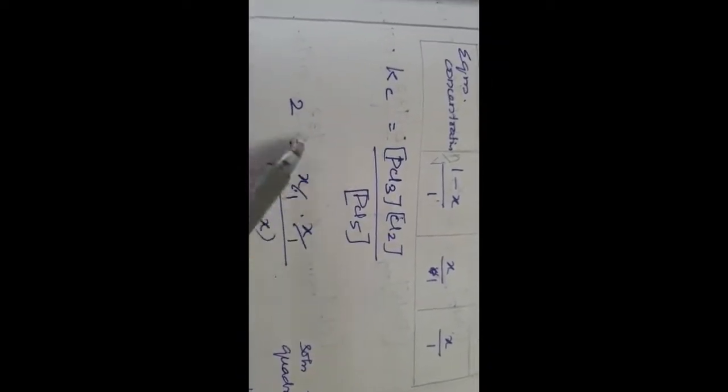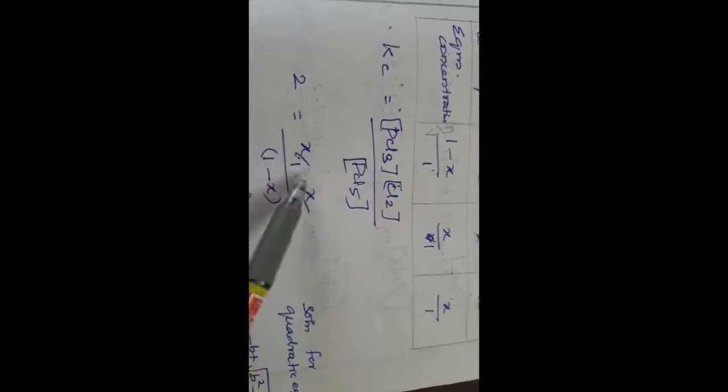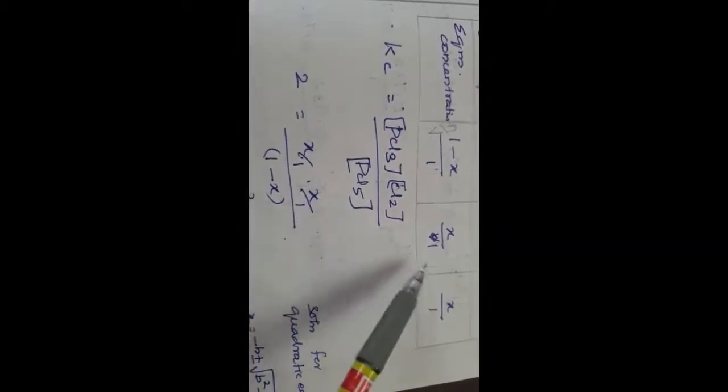Then substitute all the values. The Kc value is given in the problem as 2. So 2 is equal to, what is the PCl3 concentration? X by 1 into X by 1. Cl2 is also X by 1, divided by 1 minus X by 1. Divided by 1 has no effect, so we can cross multiply. 2 into 1 minus X is equal to X into X, X square.